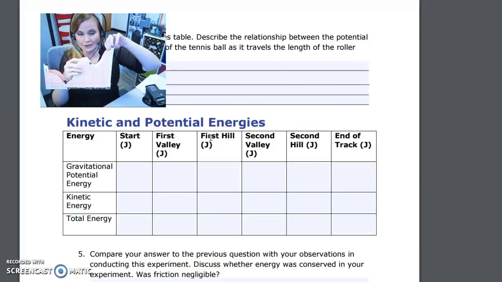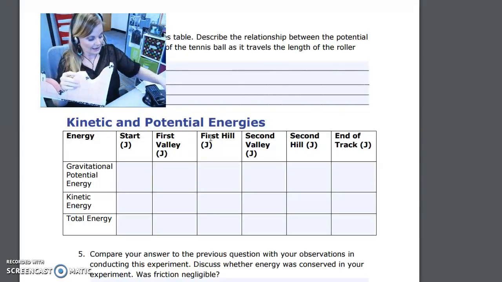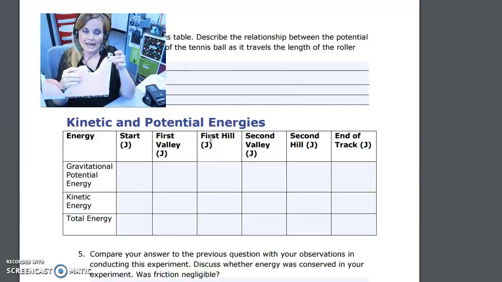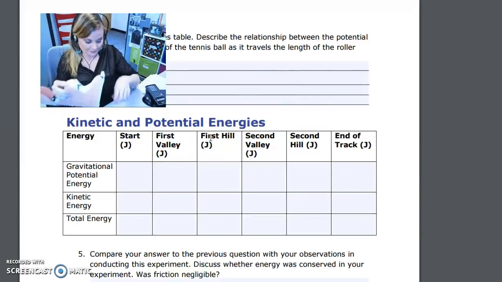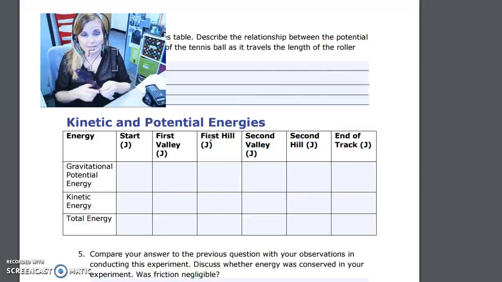So anywhere else along the track, you will not have any more energy than this. This is my total energy. So I've got to measure the height to the top of the very first hill. You're going to want to use the centimeter side of your ruler, okay? And remember that we're going to convert this to meters at the end, okay?